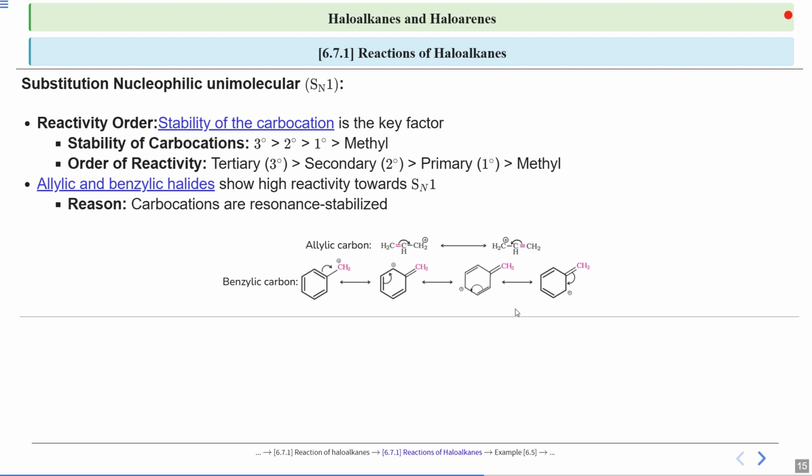So the carbocation is actually resonance stabilized in both the allylic and the benzylic halides. That's why both allylic and benzylic halides show high reactivity towards SN1, or you can say they undergo nucleophilic substitution reaction by following the SN1 mechanism.